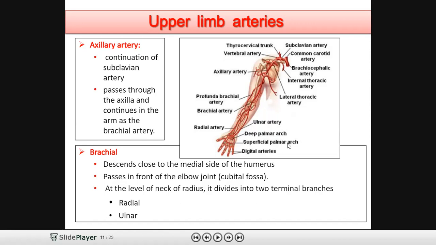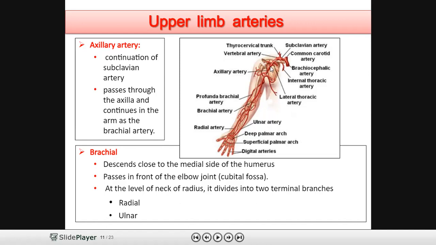So the superficial palmar arch will supply muscles of the superficial compartment of the hand, while the deep palmar arch will supply the deep muscles of the hand, which you already did in the previous anatomy class. So all the muscles of the hand here are supplied by the deep palmar arch and the superficial palmar arch, and then they give off branches, which are called the digital arteries. So all the muscles of the digits, flexor digiti minimi and all of those muscles, will be supplied by the digital arteries.